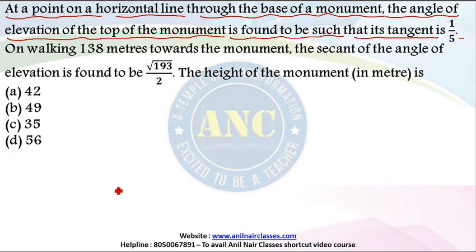That means there is a horizontal line. I will name that horizontal line as BC, right? Or BD, for example. I will name it as BD. At a point, you can name anything, sir. I am just representing by some letters.